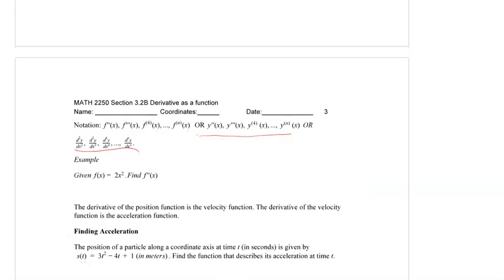Now let's apply this to some other situations, such as velocity and acceleration. The derivative of a position function is a velocity function. Then the derivative of the velocity function is the acceleration function. So if you take the first derivative of the position function, you get velocity. If you take the second derivative of that function, or if you take the derivative of the velocity function, which is the first derivative of the position function, you get the acceleration function.